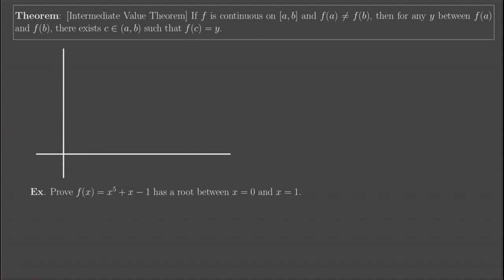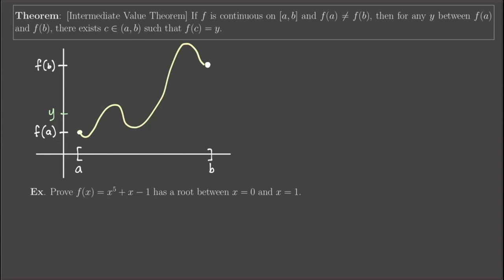Here's the idea. We have some closed bounded interval from a to b, and let's suppose that f of a is less than f of b. So here's f of a, and here's f of b. Now if y is any point between them on the y-axis, say y is here, and my function f is continuous, then there is no way for me to get from f of a to f of b in a continuous fashion that doesn't cross y.